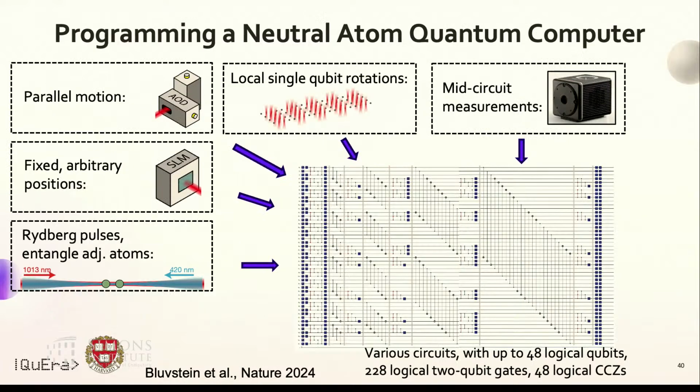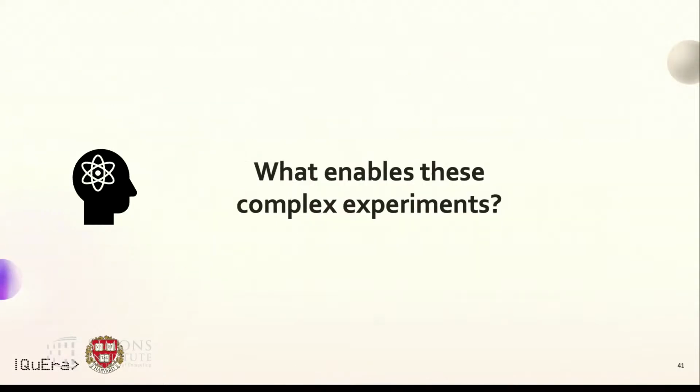So really, programming a neutral atom quantum computer looks like you have all of these different toolboxes, you utilize a lot of control parallelism, and you can do pretty complex circuits nowadays. But I want to return again to the question of what is really enabling these complex experiments that you saw, and why, for many people in the community, it perhaps came as a bit of a surprise that people are suddenly doing such complex things.